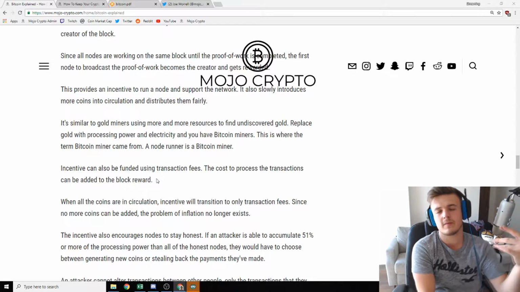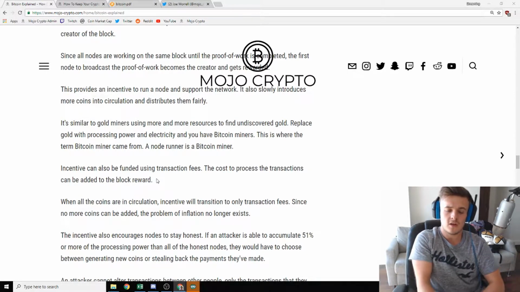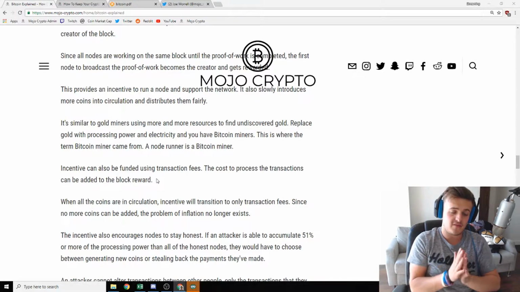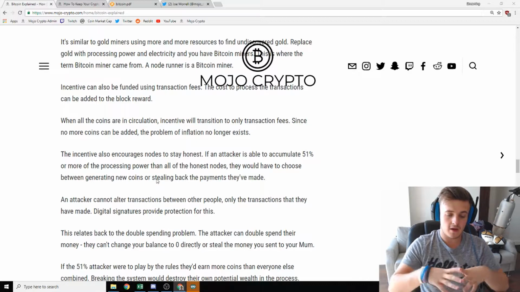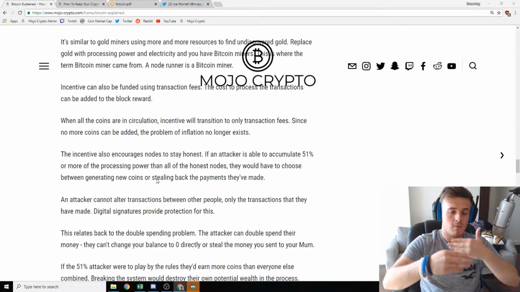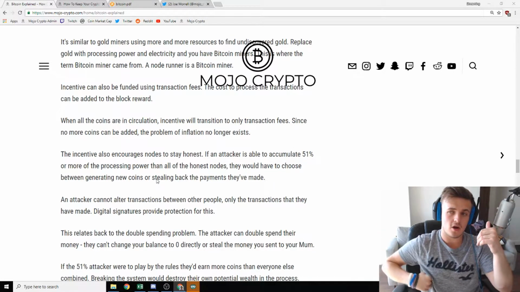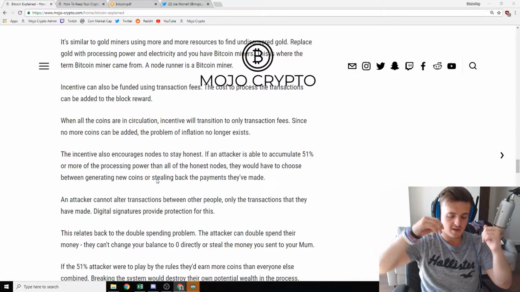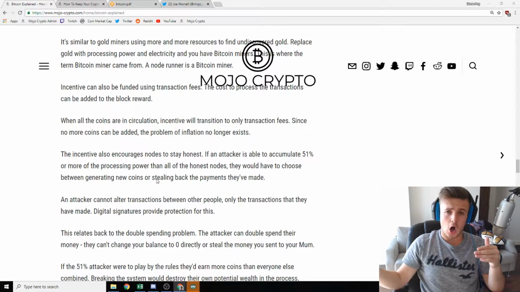Nobody's been able to do it so far, and it's only more secure nowadays. It's just not going to happen, mate. So you'd have to choose between generating new coins, which is where this comes in. If you actually have 51% of the processing power, you would be earning more coins than all of the other computers combined. So you'll be solving more proof of work than all of the others combined, which means you will be bringing in more Bitcoins than all of the others combined.